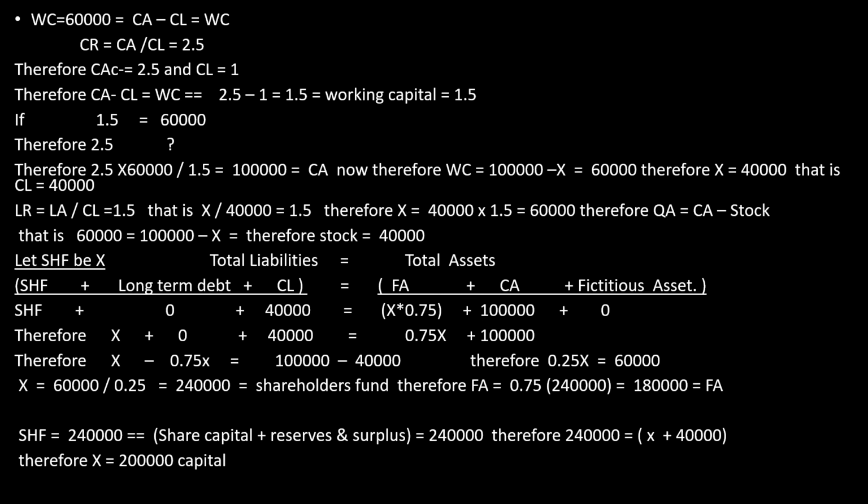So now liquid ratio, liquid asset by current liability. We know current liability. So liquid ratio is equal to liquid asset by current liability is equal to 1.5. That is x divided by 40,000 is equal to 1.5. Therefore, x is equal to 40,000 into 1.5. That is 60,000. Therefore, quick asset is equal to current asset minus stock. We know what the current asset is here.